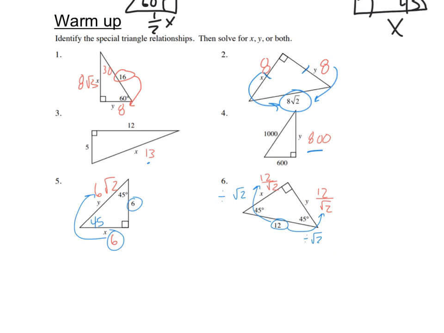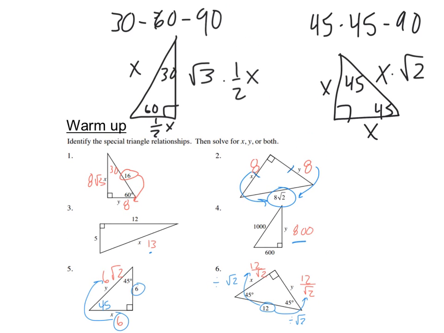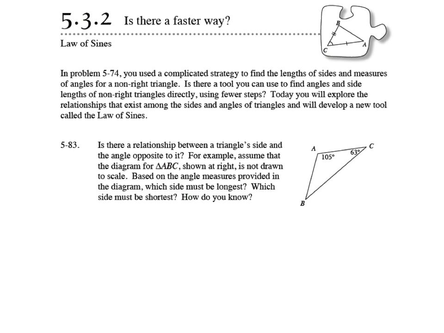Today we're going to learn another relationship of triangles, especially a set of triangles when I don't have a right angle. This warm-up problem is just hitting on these ideas of 30, 60, 90 and 45, 45, 90 special triangles, which are used just as shortcuts to help us find missing measurements. The directions on problem 83 ask: is there a tool that you can use to find angles and side lengths of non-right triangles directly? What we're going to do today is develop something called the law of sines.